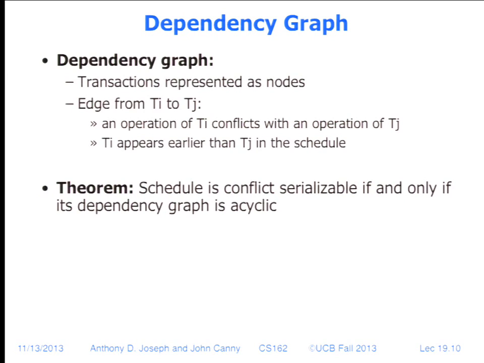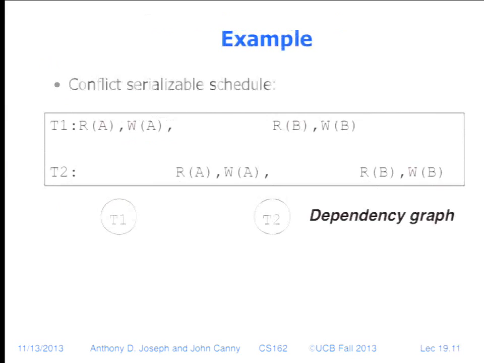So therefore, if there's no cycle, then you can come up with an ordering of transactions, and all of the conflicts will be basically in the same order, and therefore it'll be serializable. It's an if and only if condition. So let's look at an example. This schedule is going to be conflict serializable.